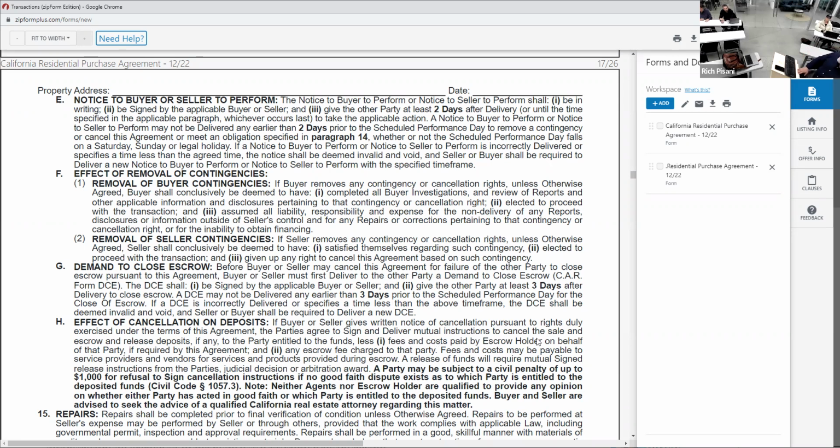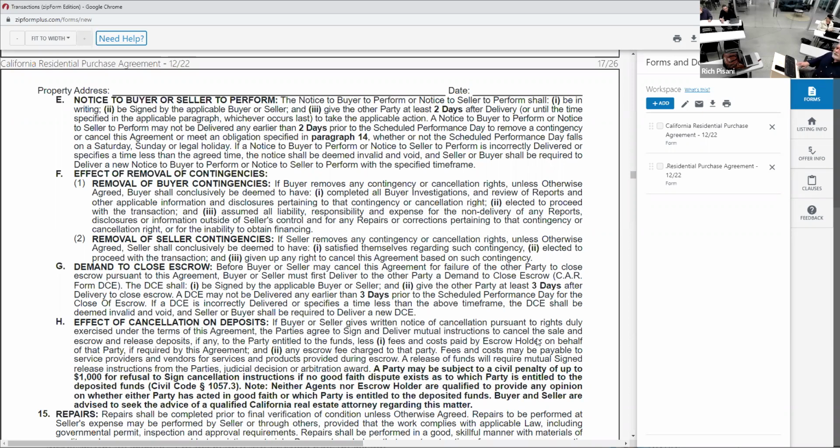Now, previously, if they're not removing contingencies, they're not doing what they're contractually obligated to do, you give them a notice to perform, which gives them 2 days to perform. A demand to close escrow is 3 days. They have 3 days. And it can't be given more than 3 days prior to the scheduled close of escrow date. If you, the seller, know that the buyer is dragging their feet and it doesn't look like they're going to close, the seller, 3 days prior to that close of escrow date, can give a demand to close.